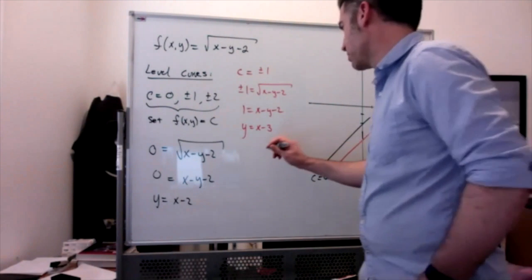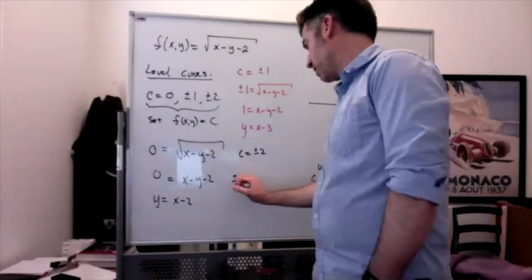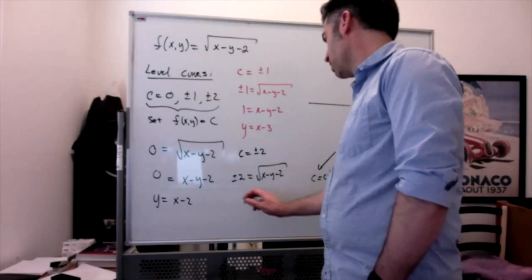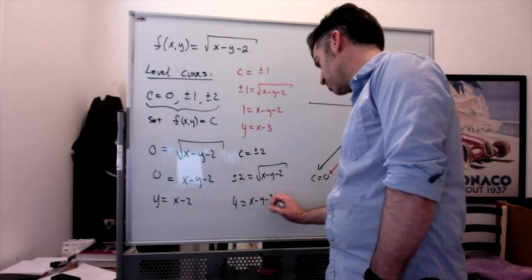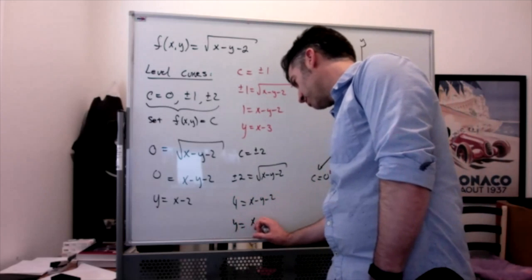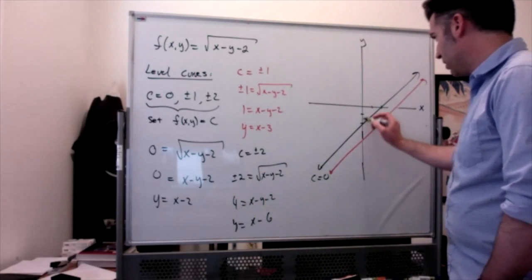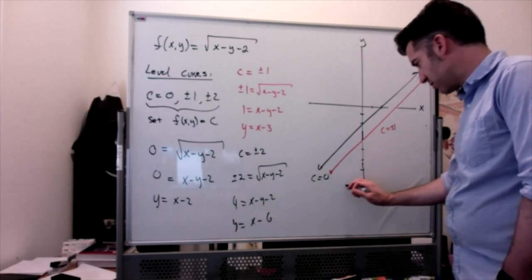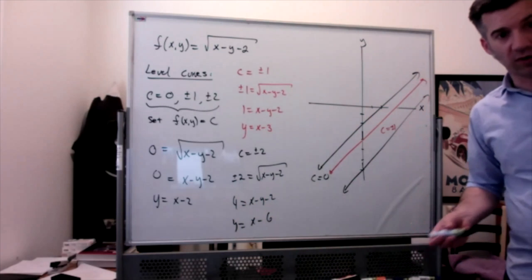Let's use black again. So I'm going to do c equal to plus or minus 2. I'm going to get plus or minus 2 equal to the square root of x minus y minus 2. And I'm going to square both sides. I'm going to get 4 equal to x minus y minus 2. And get y equal to x minus 6. So it's going to be a bit more ways down, right? I've got negative 1, 2, 3, 4, 5, 6. So those are some of the level curves.